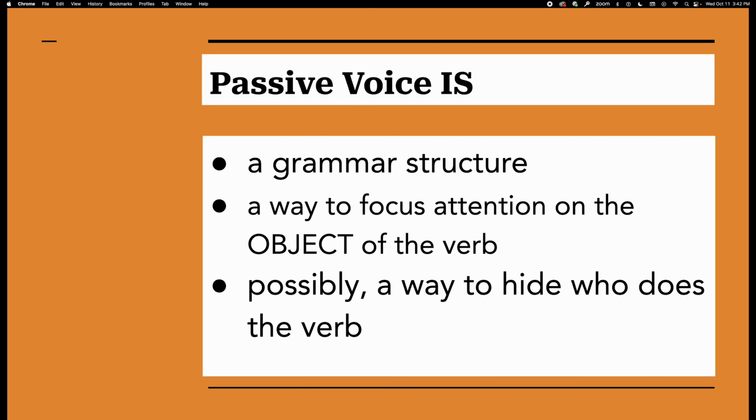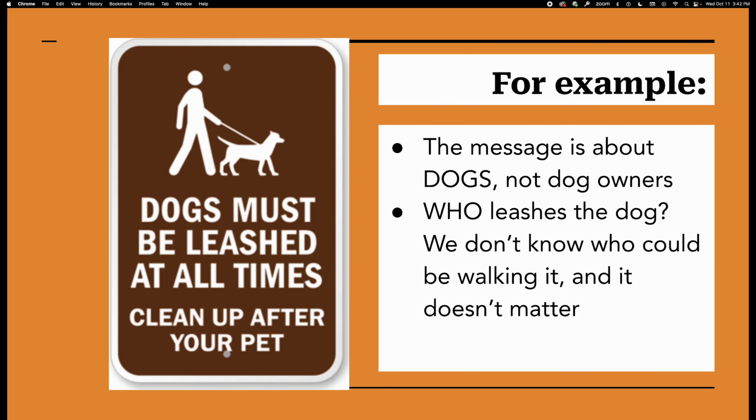It is a grammar structure, meaning it's about the order of the words and the job the words have in a sentence. Specifically, it's a way that we focus attention on the object of the verb that usually comes after the verb, but we make it come first so we think about it more. It can possibly be a way to hide who does the verb, and there are different reasons we might want to do that.